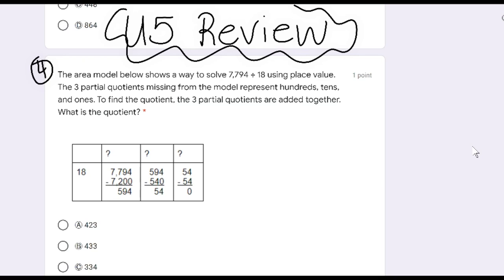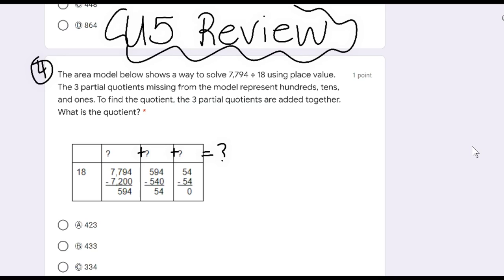The area model below shows a way to solve 7,794 divided by 18 using place value, which is what we do when we do partial quotients. The 3 partial quotients missing from the model represent the hundreds, tens, and ones. To find the quotient, the 3 partial quotients are added together. What is the quotient? So they're just saying if we add up these numbers, what's the quotient that it gives us? That's all that they're asking for.